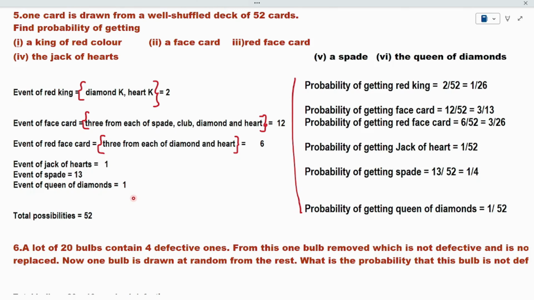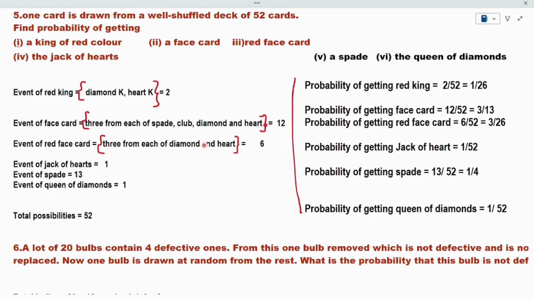In those 52 cards, if I take out one card at a time, how many times can I take out? Total 52 times. Why? Because I am taking out one card at a time. So total I can take out 52 times. So my total possibilities are 52.